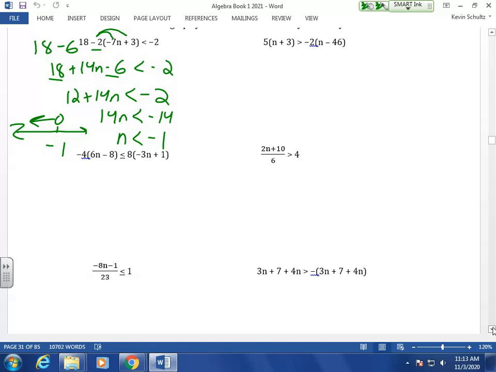The one straight across from it, we've got 2 sets of parentheses, so we're distributing twice. 5n plus 15 is greater than negative 2n plus 92. Check your sign on that 92: negative 2 times negative 46. It's going to behoove us, because we have a choice here, right? Variables on both sides. We can either move our 5n's over to the right or move our negative 2n's over to the left. Which one's going to serve us better? Make our lives a bit easier. Gabby?